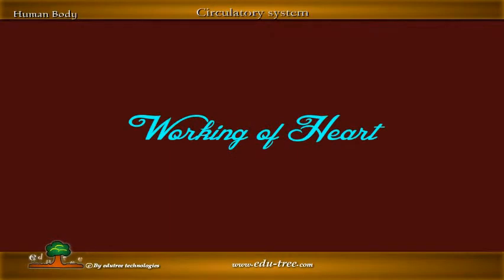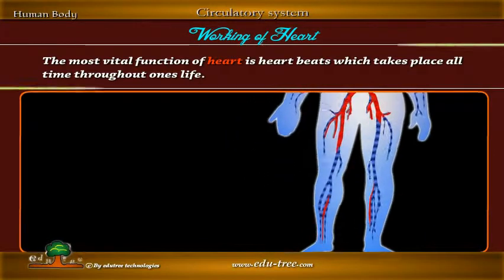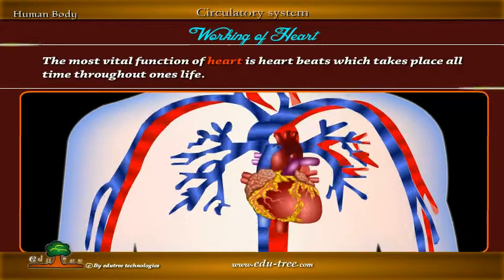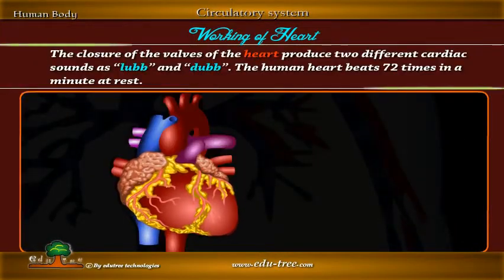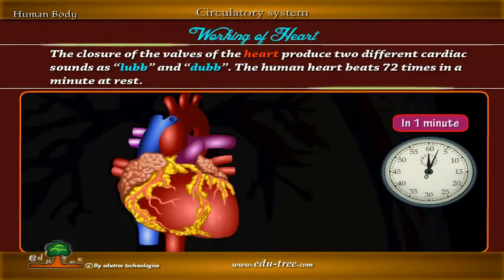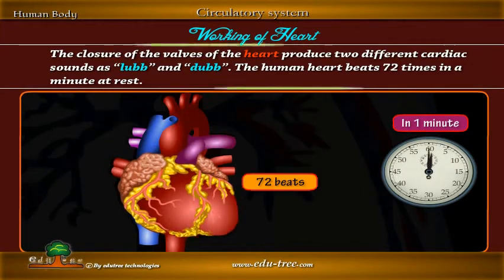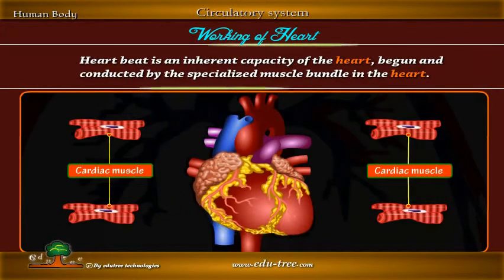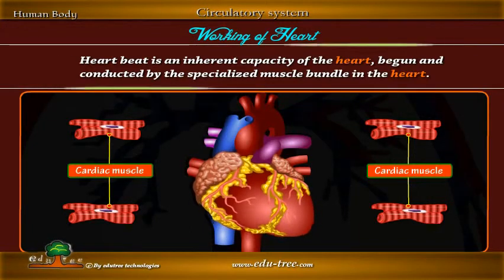Working of heart. The most vital function of the heart is heartbeat, which takes place all the time, throughout one's life. The closure of the valves of the heart produces 2 different cardiac sounds, lub and dub. The human heart beats 72 times in a minute at rest. Heartbeat is an inherent capacity of the heart, begun and conducted by the specialized muscle bundle in the heart called cardiac muscles.